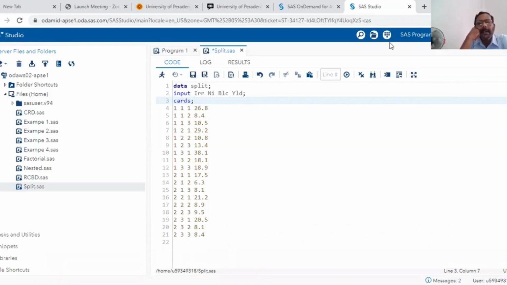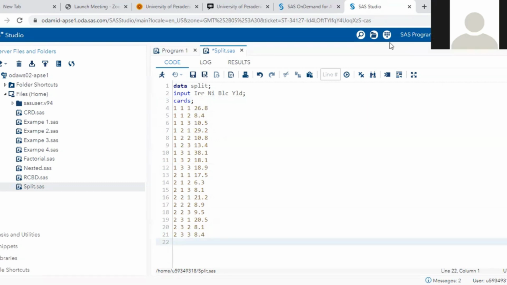What is 1 here, under the irrigation? Irrigated. 2 means it is rainfed. Nitrogen is categorized into 1 meaning 0 level of nitrogen, 2 meaning 15 kilogram nitrogen, and 3 meaning 30 kilogram nitrogen. Then block. How many blocks are there? 3 blocks. Okay.